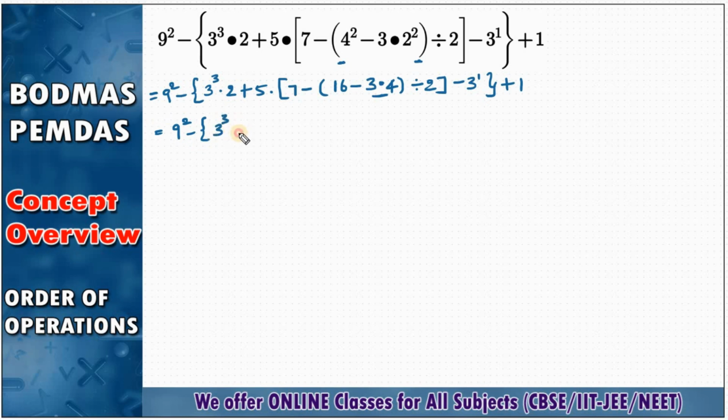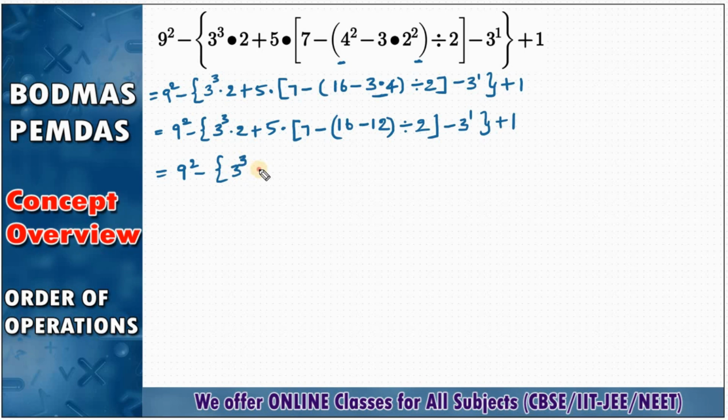bracket of 3 cube times 2 plus 5 and then times 7 minus 16 minus 12 here. Keep it in the bracket, divided by 2 and then bracket close, minus 3 raised to the power of 1, bracket of plus 1. So here, final step of small bracket: 9 square minus 3 cube times 2 plus 5 times 7 minus 16 minus 12 is 4, divided by 2 and then close the bracket, minus 3 raised to the power of 1 plus 1.